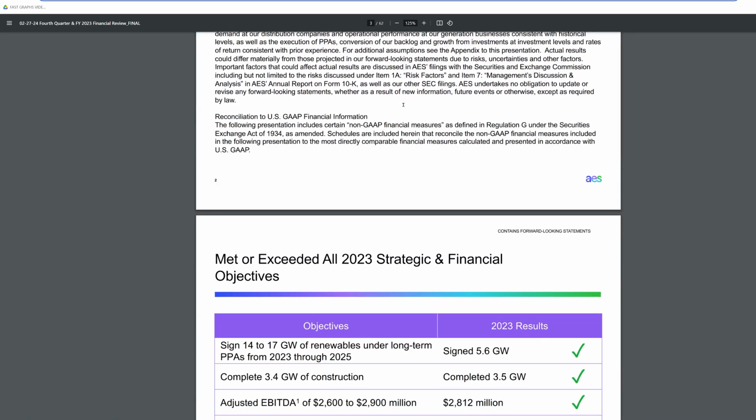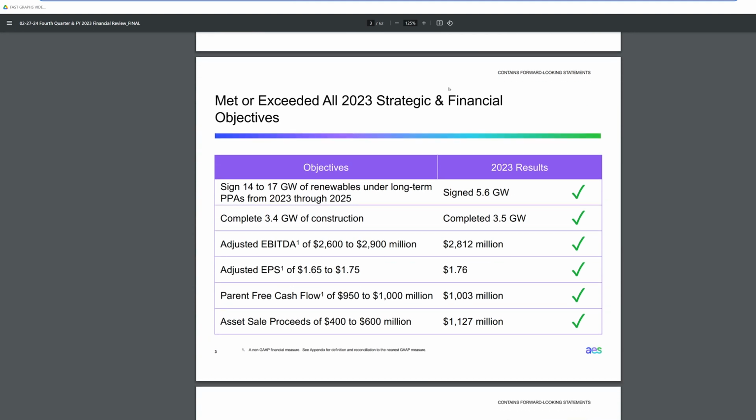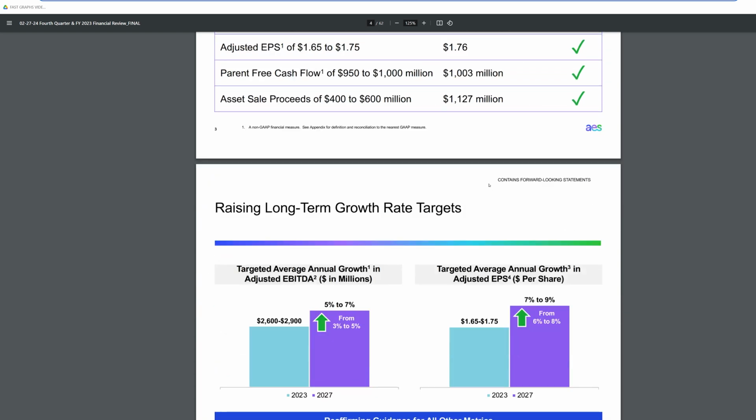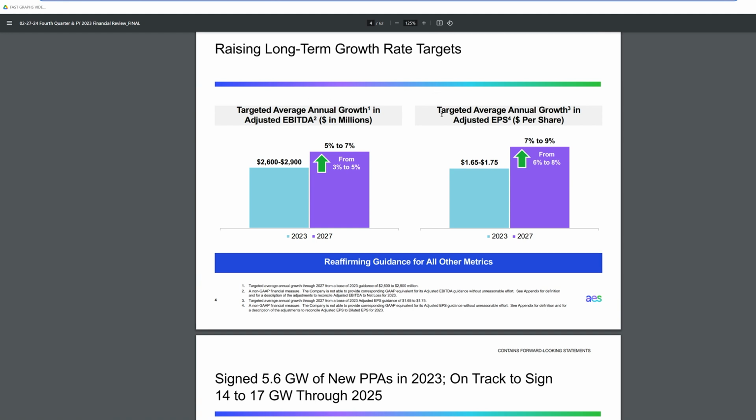And they're talking about the fact that in 2023, they just reported earnings, as I mentioned. In 2023, they exceeded all their strategic and financial objectives. They're increasing their gigawatts of renewable energy under preferred power contracts, PPAs they call them. And they also expect that to increase again. They added 5.6 gigawatts in 2023. They completed 3.4 gigawatts of construction. That was their objective. They actually did 3.5. And you can see they've exceeded earnings. The high side of earnings was $1.75. They exceeded that by $1.76. So, the company's raising their long-term growth rate targets.